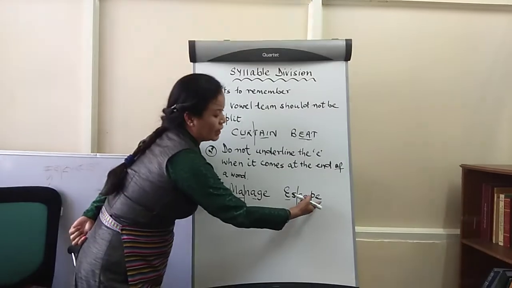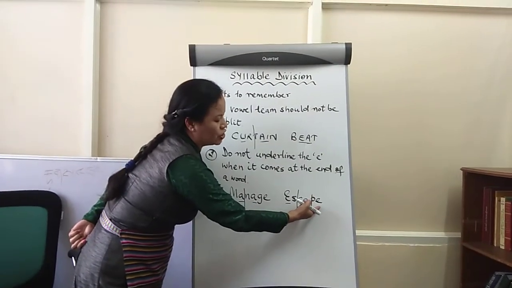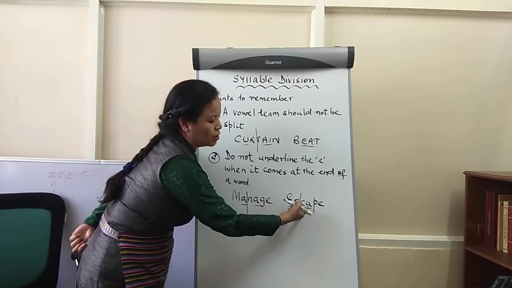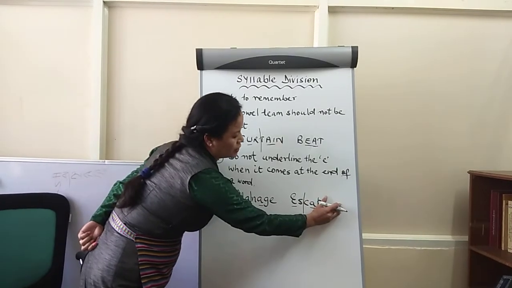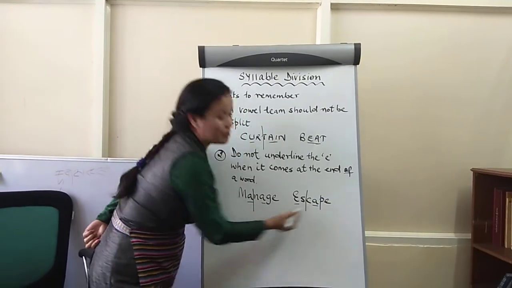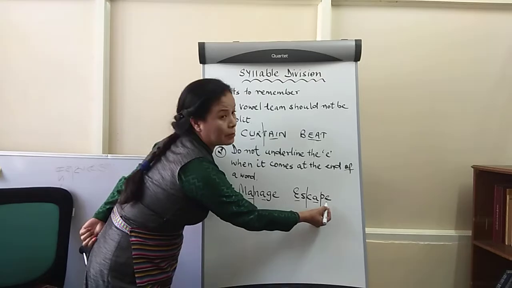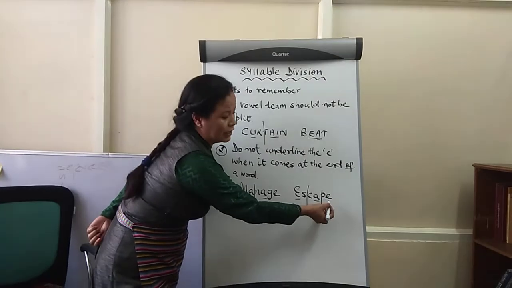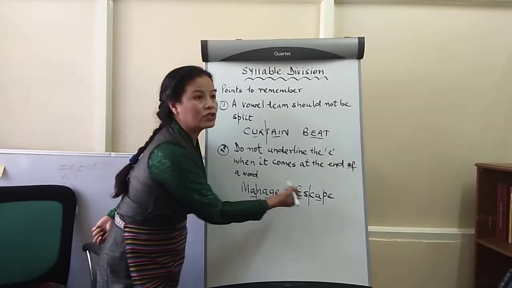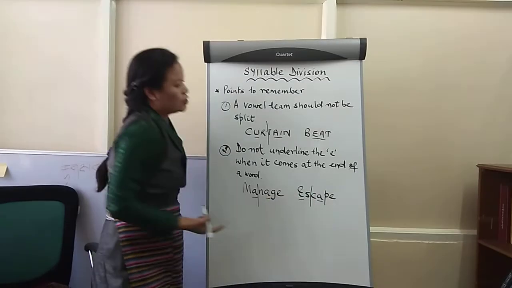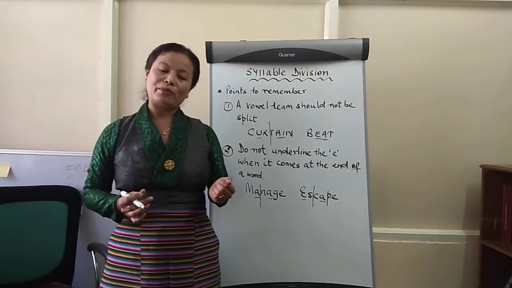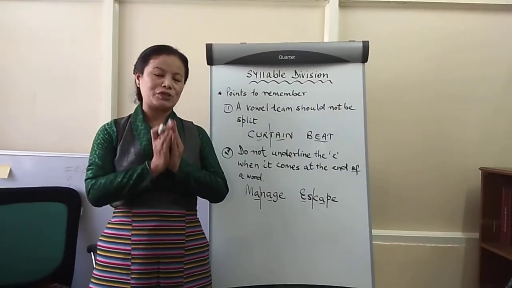E is silent, and the silent E here changes the vowel sound. If E is not there, this becomes cap. But when you add the silent E, the vowel sound changes, escape. So these are two things that you need to remember when you break a word into syllables.